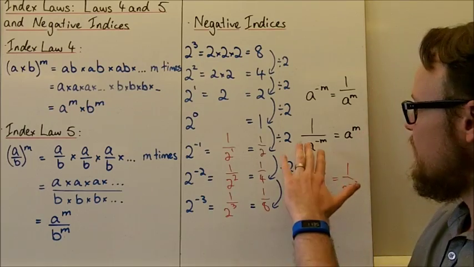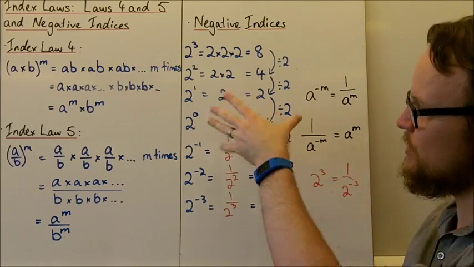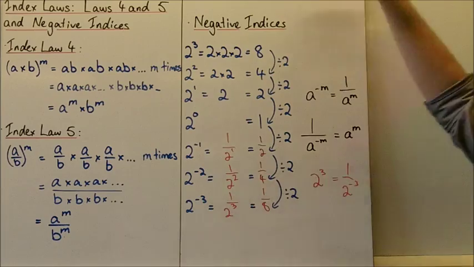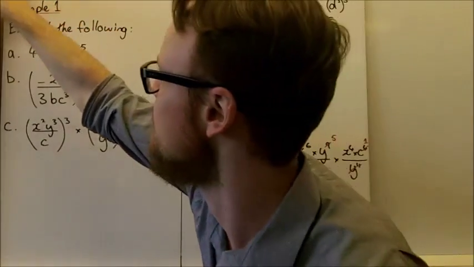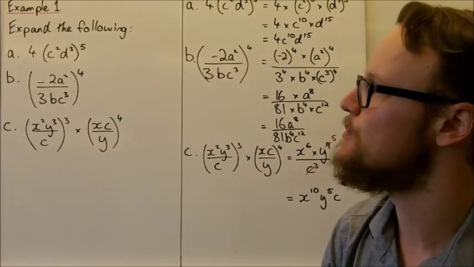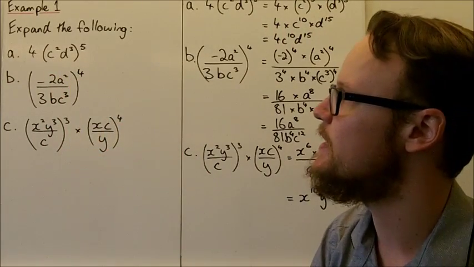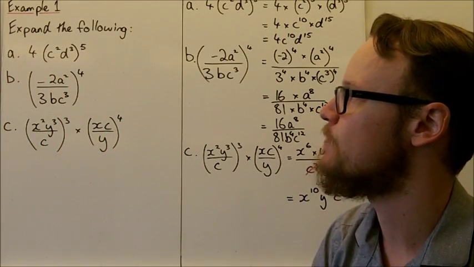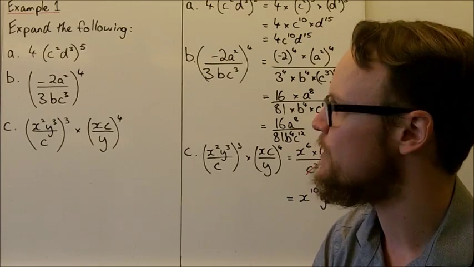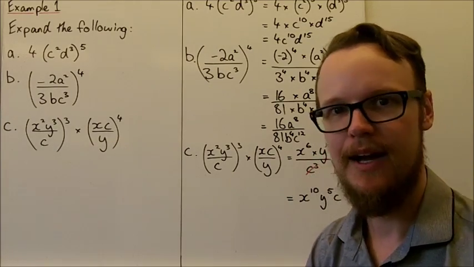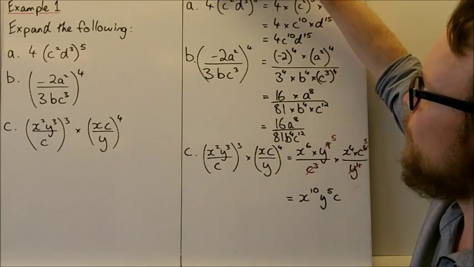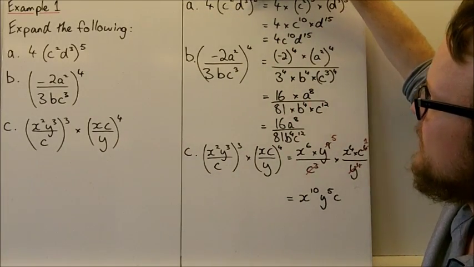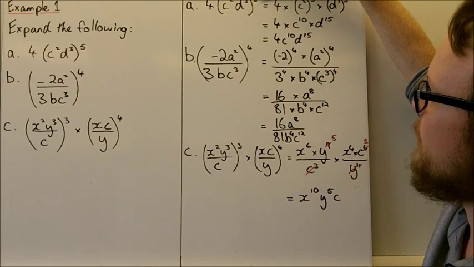Okay, so these two relationships are reflected in the pattern that we've seen with our indices. Let's have a look at some examples. We've been asked to expand the following expressions, and we need to make sure our answer is expressed in the simplest form possible. So 4 times, in brackets, c squared times d cubed, all to the power of 5.